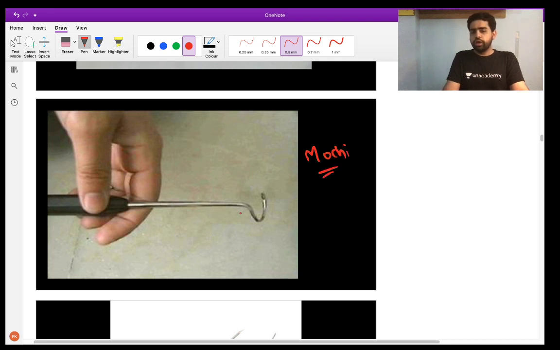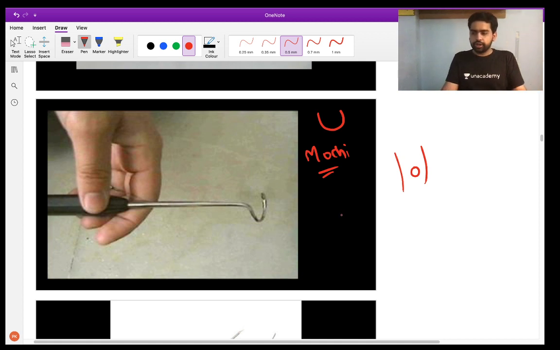This is used for closure of the port site. Let's assume this is the abdomen of the patient, and this is the port site from where you have put in. This is a Mochi needle. It has a U shape like this. Just try to draw it. No, it's not used in the aneurysm. It is used for the closure of the port site.